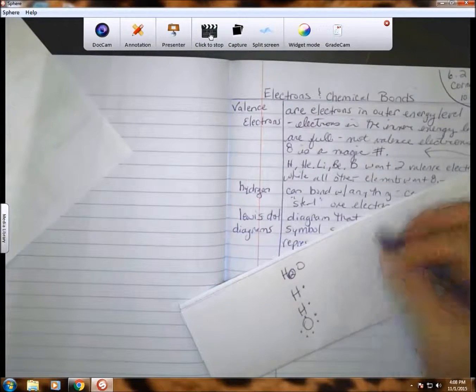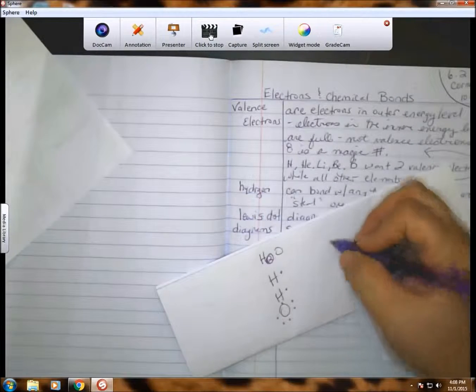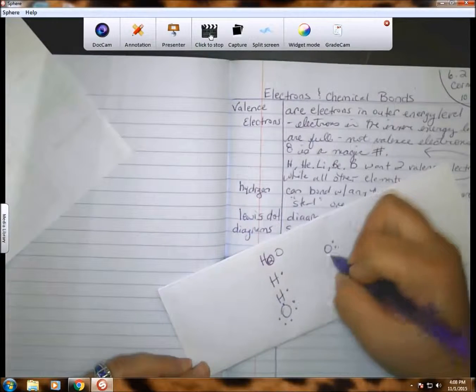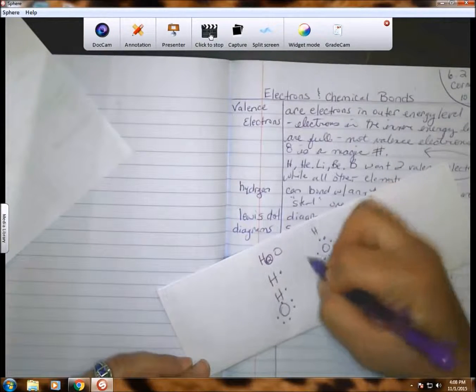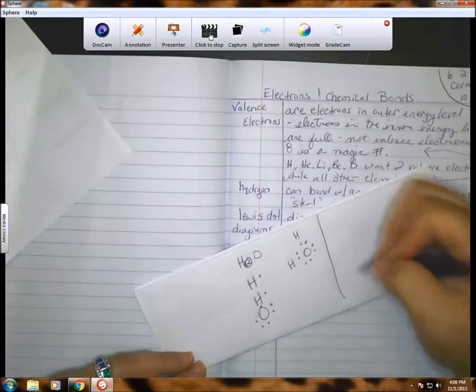Let's try to make some kind of a solution to this, which they've done in the book for us, but we're going to do it anyway. We have O with 1, 2, 3, 4, 5, and 6, and we have hydrogen with 1 and 2. Okay, let's try the one that says return.